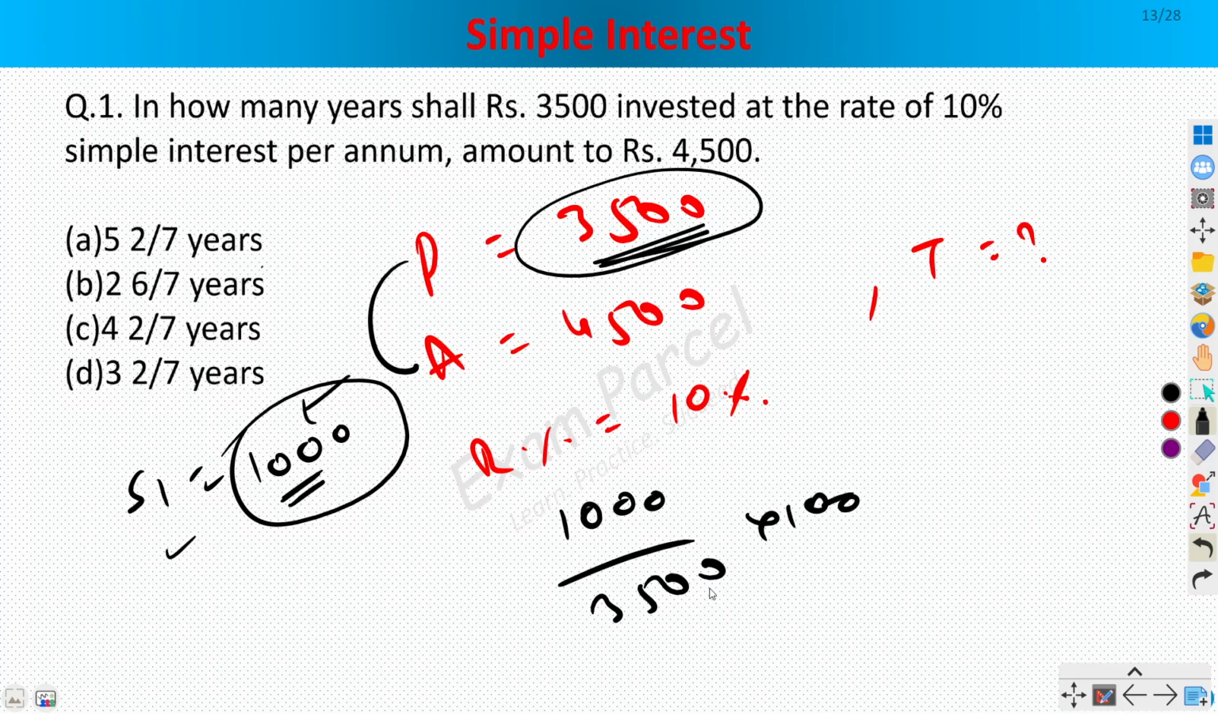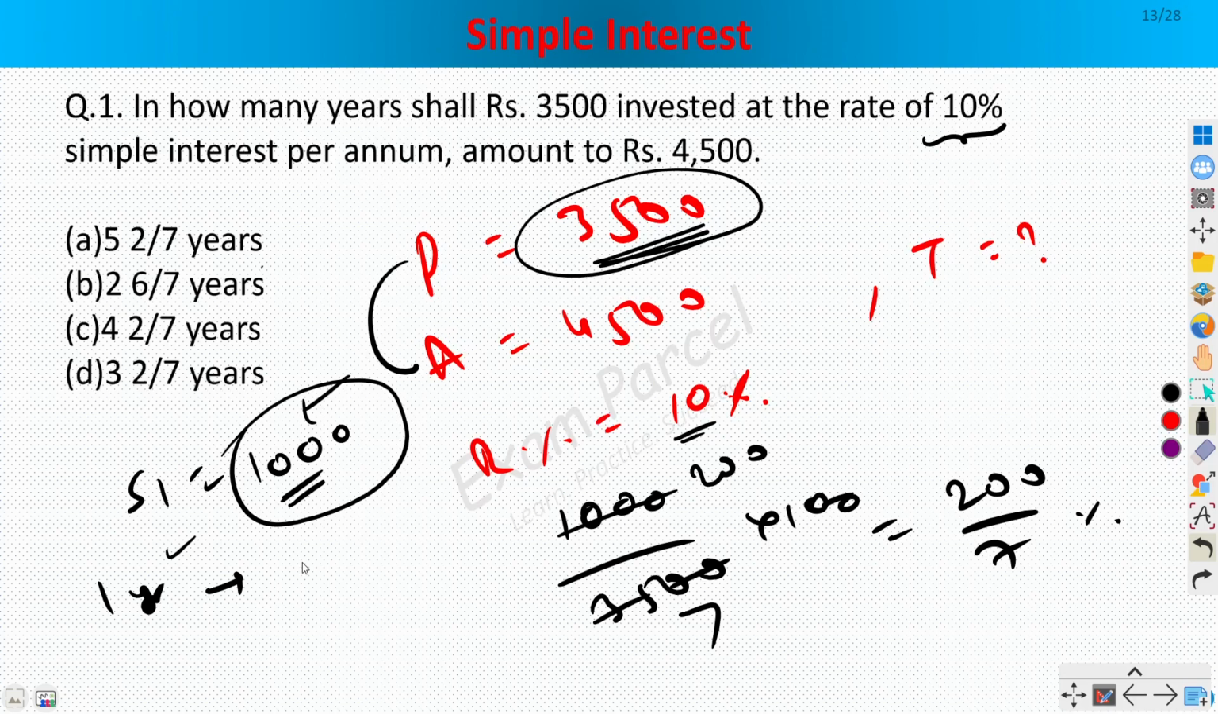So actually you can do this thing, and from here we will get 200 by 7%, right? And rate percent is given as 10%. Rate percent is 10%. So in 1 year, 10% interest.